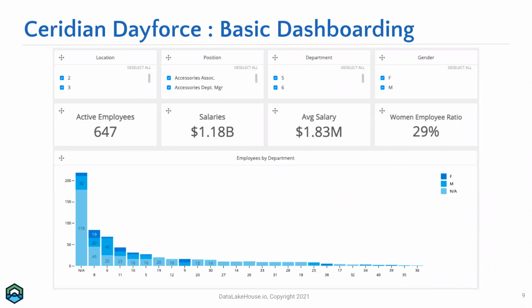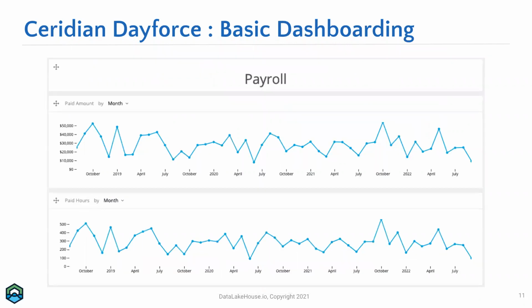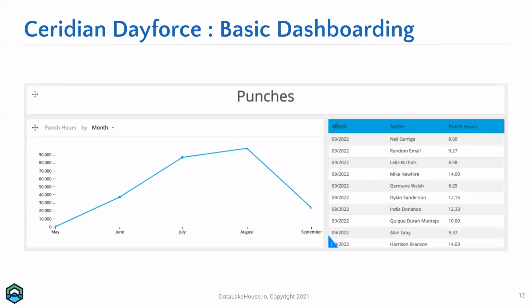And here we're just showing a basic output of such things as active number of employees, total number of salaries, average salary, so forth and so on, employees by department. And then we're also able to look at simple entity constructs such as courses and certifications, payroll distribution, and punch card or hourly employee information, so hours by month and so forth and so on. And there's a number of other dashboards and views that we have available. And these are completely customizable inside the DataLakehouse.io platform.